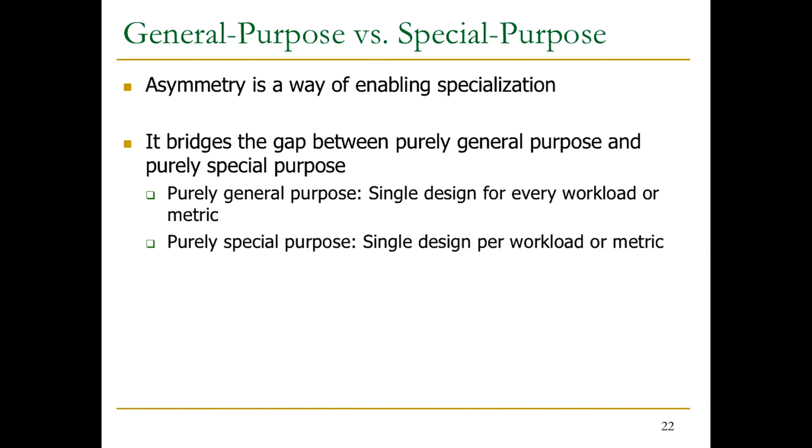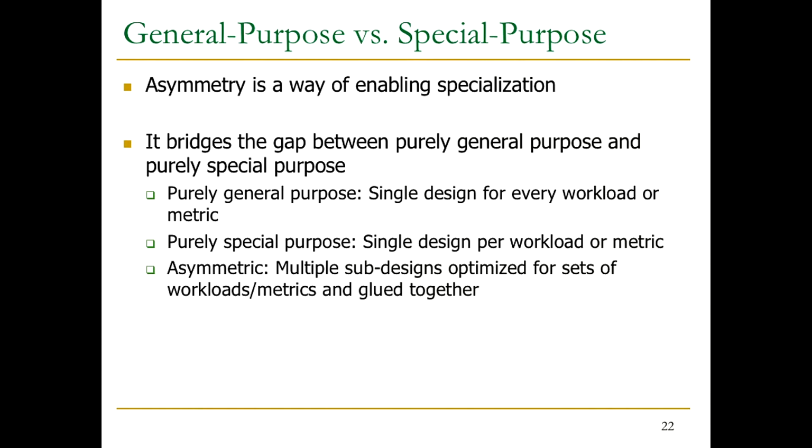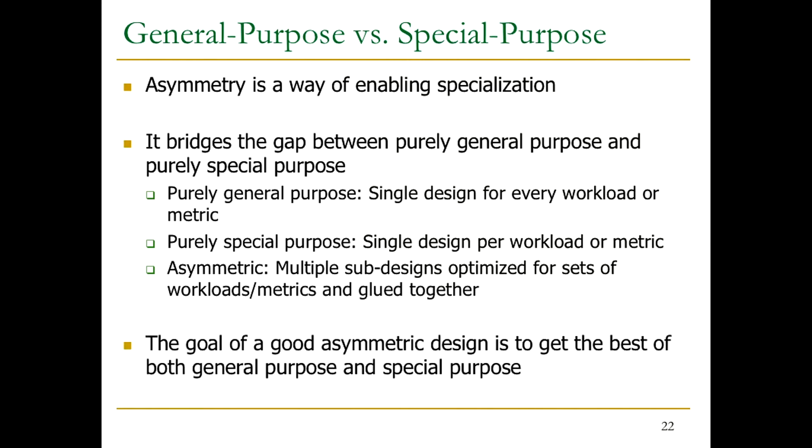Whereas if you have a purely special purpose design, you have a single design dedicated for a workload or metric, right? Like application-specific integrated circuits, ASICs, are examples of this. They can only do that task, signal processing, let's say. Even signal processing is very broad, but maybe a particular filter in signal processing, right? But asymmetric is somewhere in between. You have multiple sub-designs optimized for sets of workloads or metrics and glued together, like accelerators we have today, right?